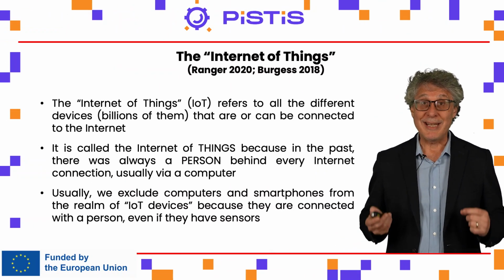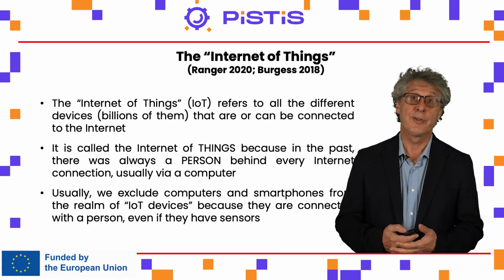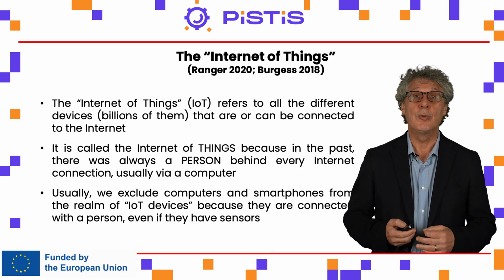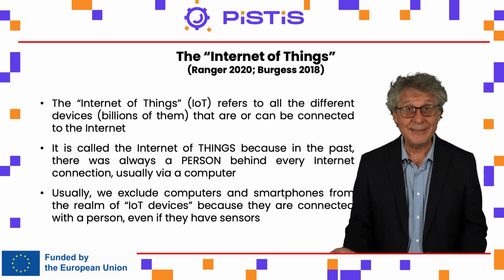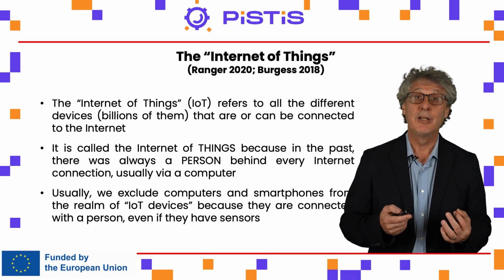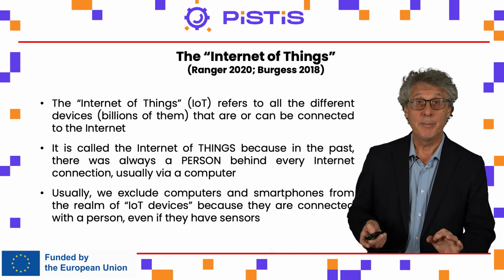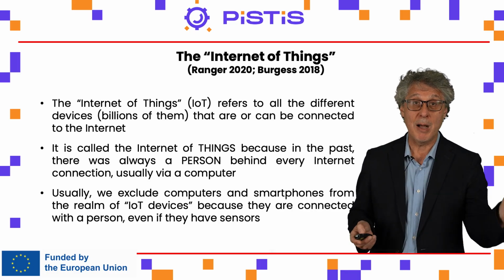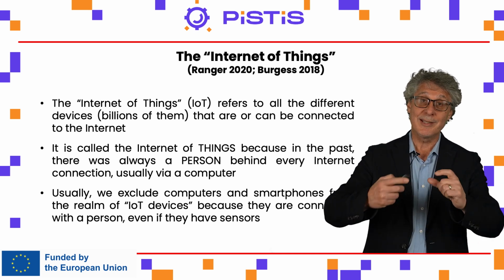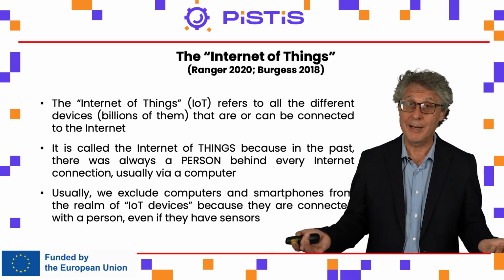As I mentioned, the Internet of Things is probably one of the most important sources of data. So what exactly is the Internet of Things? The Internet of Things refers to all the different devices, and there are billions of them out there already, that are or can be connected to the internet. So it's not just a sensor, because a sensor could be standalone. You could have a thermometer sitting in the middle of nowhere, and you have to walk up to it to read it. So what we need is the sensor plus the connectivity to the internet or indeed another network.